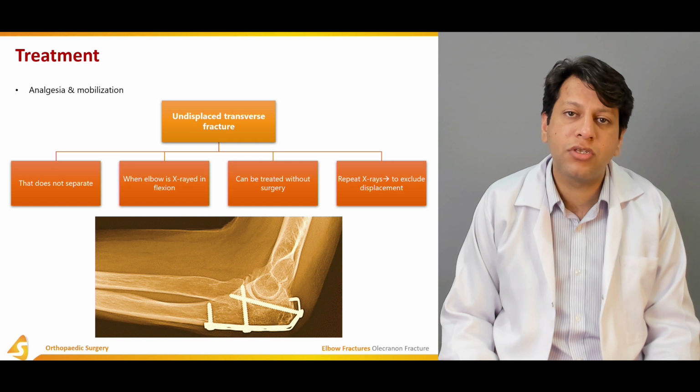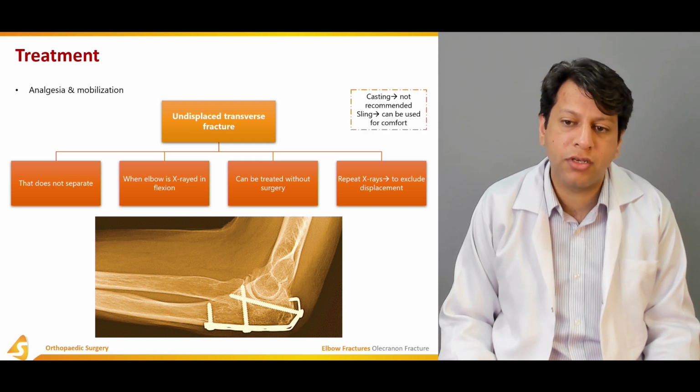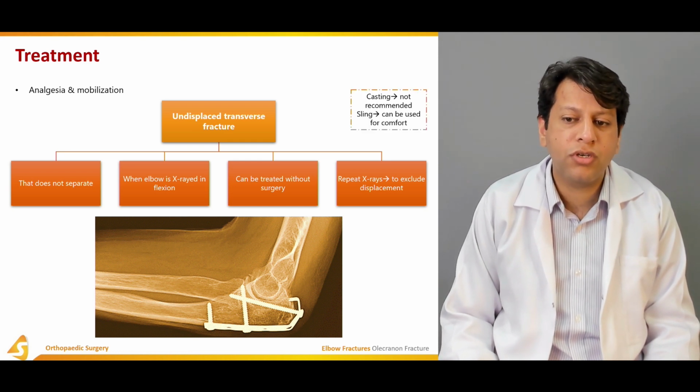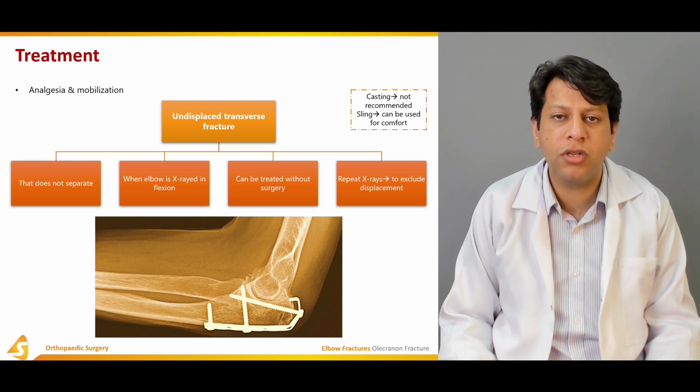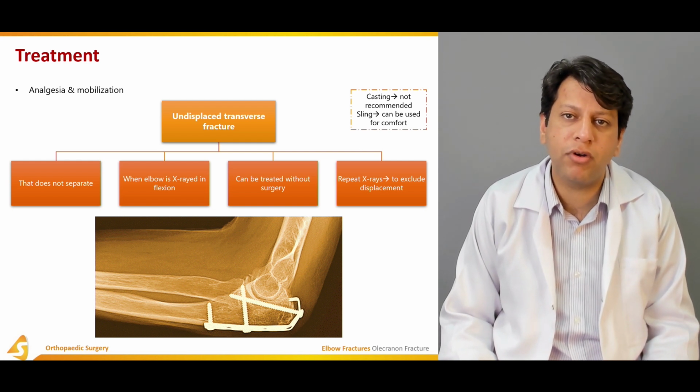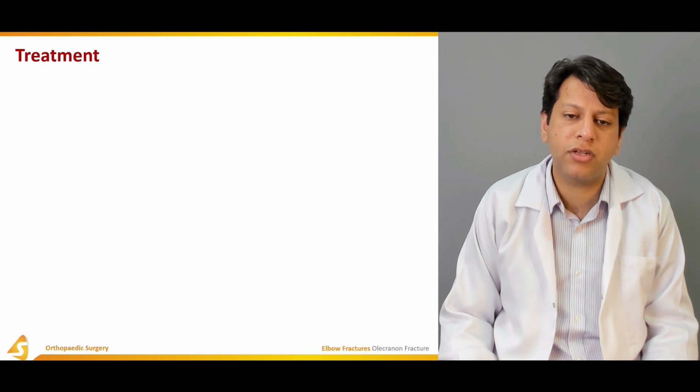But if the fracture is displaced, then we probably need to fix it. Casting is usually not recommended. A sling and collar and cuff is more than enough for the treatment of undisplaced olecranon fractures.